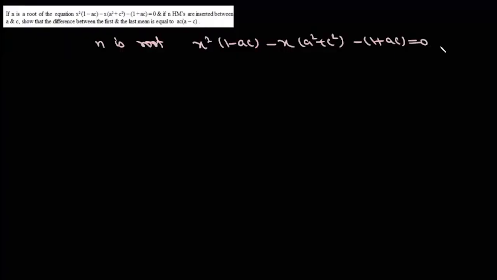Now the question is, if n is a root of this equation and if n HMs are inserted between a and c, show that the difference between the first and last mean is equal to ac into (a - c). And the question says n is a root of the equation x²(1 - ac) - x(a² + c² - 1 + ac) = 0. So that means n is going to satisfy this equation.